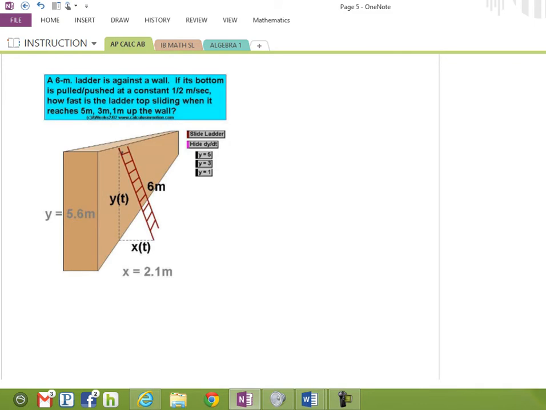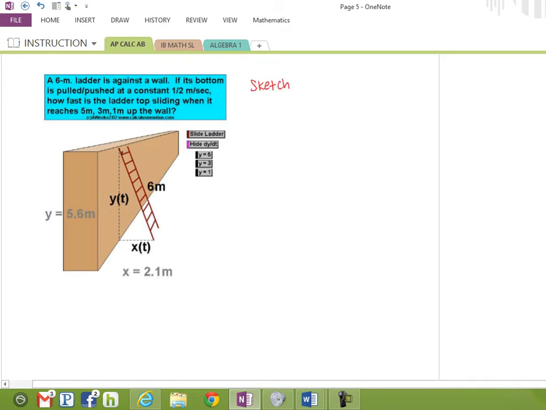So why do we call it related rates? There's always going to be a situation where objects are moving. So in this case, this ladder in red is against the wall, and its bottom is being pushed or pulled at a constant 1/2 meters per second. How fast is the ladder top sliding when it reaches 5 feet, 3 feet, 1 meter up the wall? Or meters, all meters. So what I start with is a sketch. And the sketch is really important because it gives you an idea of what's really happening.